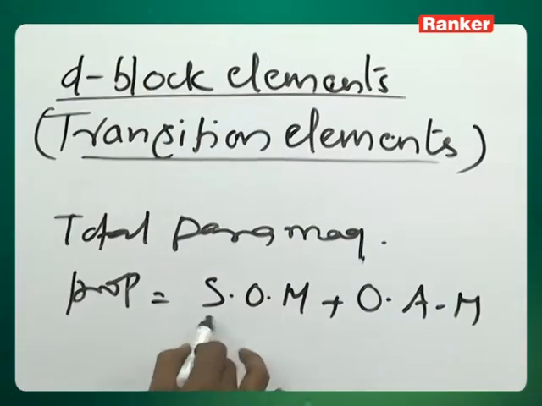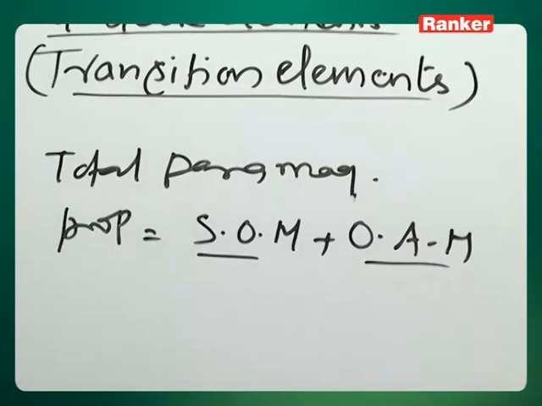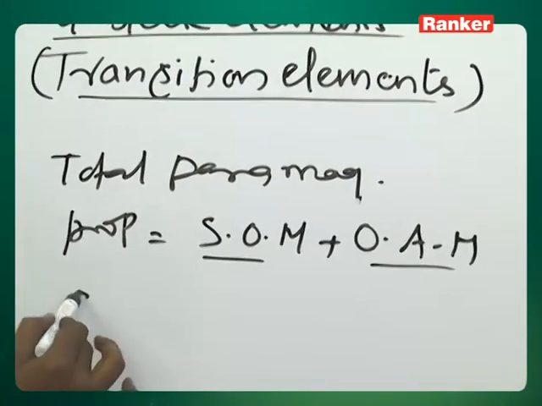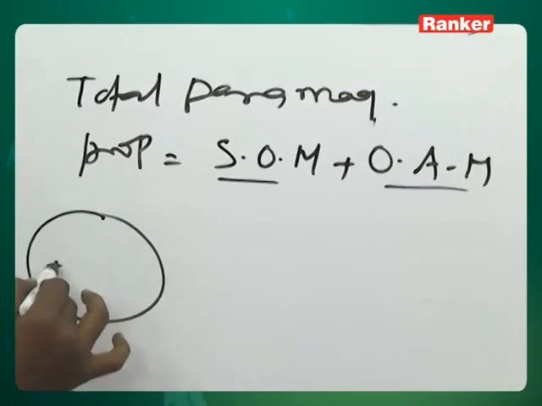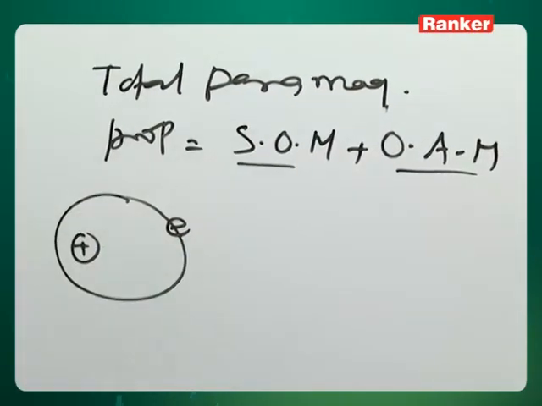What are this spin angular moment and orbital angular moment? Consider an electron revolving around the nucleus.